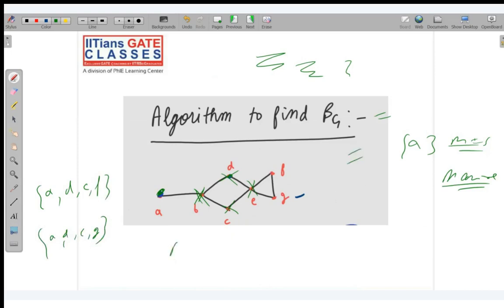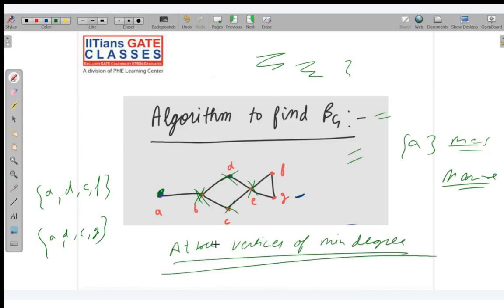So in one word, if I want to write, I will say attack vertices with minimum degree. So they are adjacent to very less vertices. You should attack them because we want to find maximal, no? Maximal. That's why. Take snapshot. I will jump to the next slide.